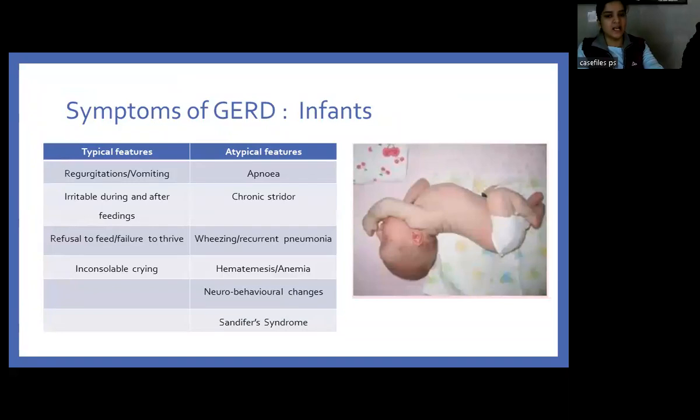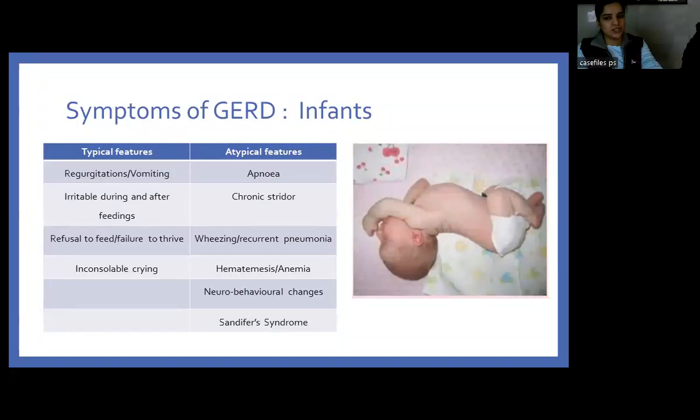Coming to the symptoms, infants and children have different kinds of symptoms, and the symptoms are divided into typical and atypical features. Typical features of gastroesophageal reflux in infants include regurgitation and vomiting. Other symptoms include pain caused by esophagitis, presented in the form of irritability during or after feeding, refusal to feed or failure to thrive, and inconsolable cry.